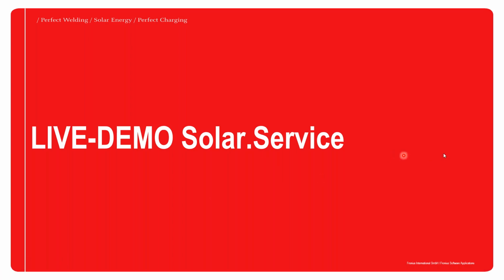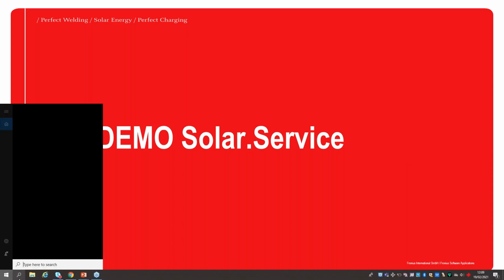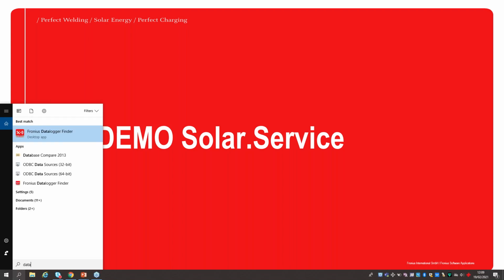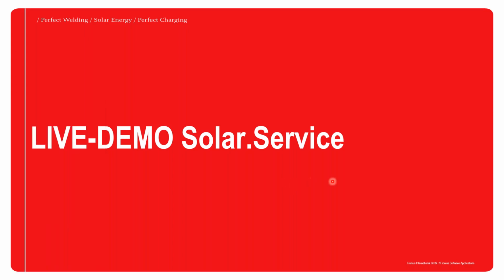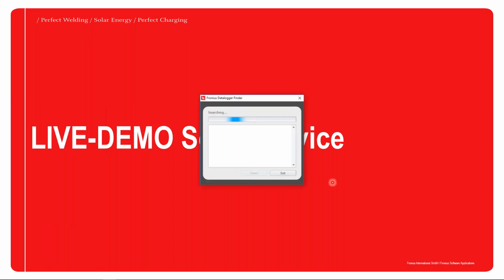Firstly, we need to go to your programs and get the IP address of the inverter that we want to connect to. So let's search for the Datalogger finder. Okay, we've now found it. The application will now open up, and once it opens up, it will start to search for any Fronius inverters in the same network that your laptop is connected to.